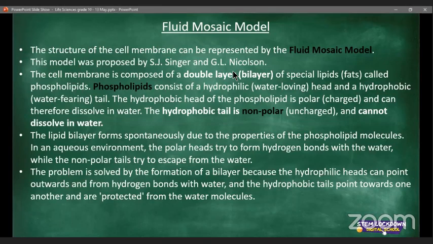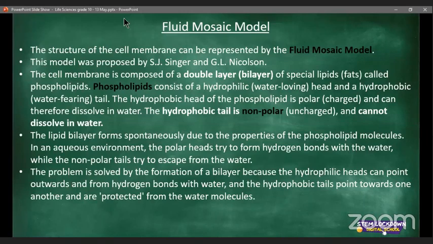So the cell membrane is composed of a double layer. We call the double layer a bilayer because the prefix bi is for double. The bilayer is made of special lipids or fats called phospholipids. Phospholipids consist of a hydrophilic, or water-loving, head and a hydrophobic, or water-fearing, tail.